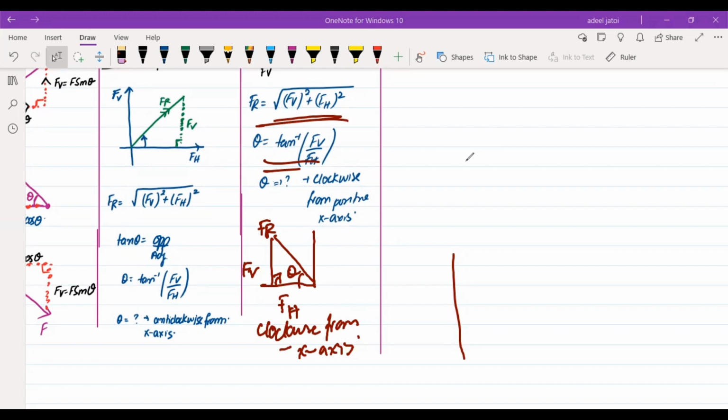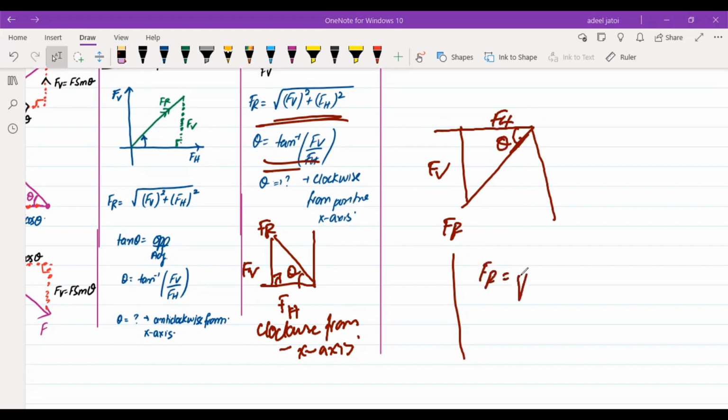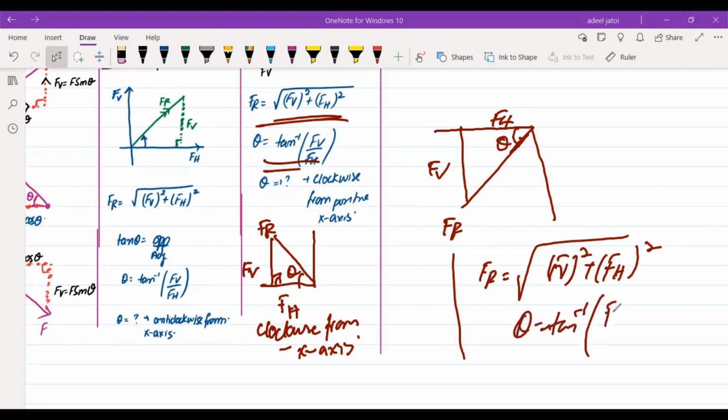Similarly, on the other hand, if the same thing is applied towards the south and the west, this is FR, this is FV, FH, and the angle is there. For FR, remember that it is the square root of FV squared plus FH squared. For theta, we can always use tan inverse of FV upon FH. But here we can see that the force is acting anti-clockwise from the negative x-axis. So this involves this particular concept.